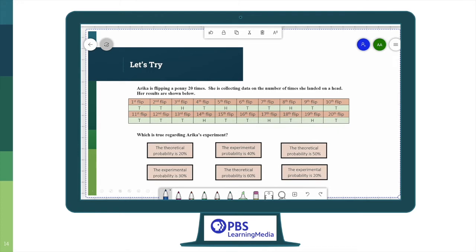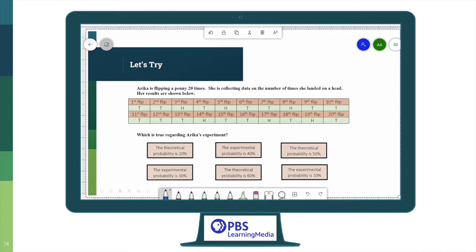Here we have a situation where we are examining the theoretical and experimental probability in the same problem. Erica's flipping a penny 20 times, and she is collecting data on the number of times she landed on a head, and her results are shown below in the table. Which is true regarding Erica's experiment? Our answer options both deal with theoretical and experimental probability in the form of a percentage. So let's go back up and break down our word problem.